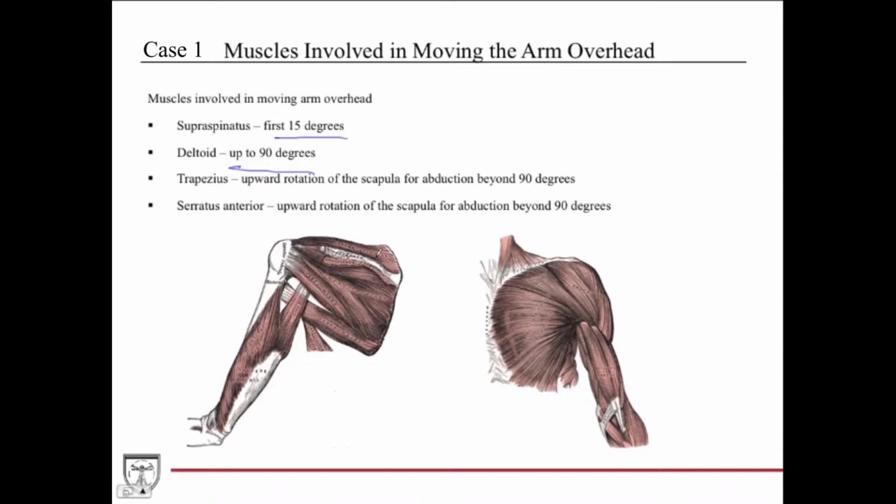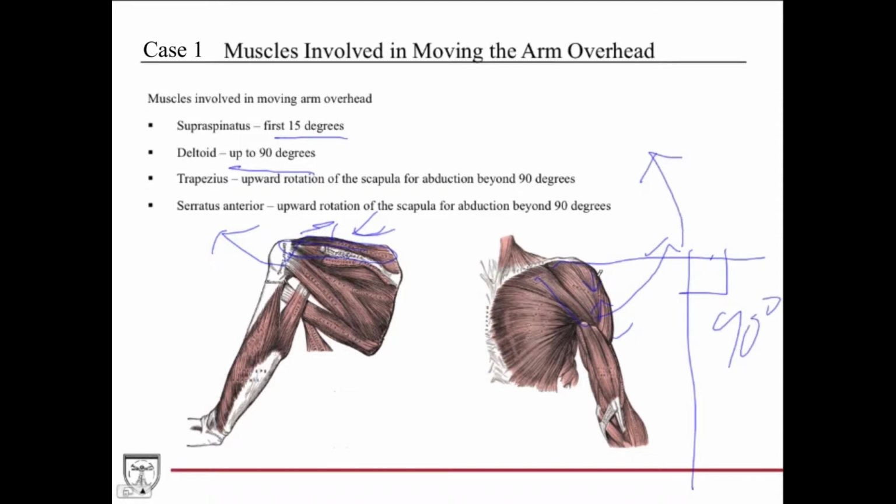Supraspinatus is here, as you can see. When the muscle contracts, it's going to pull the arm out this way. Deltoid muscle is seen here. This is this wide-based muscle. Again, when it contracts, it's going to continue to pull, but it's only going to pull to 90 degrees. So if you want to go past 90 degrees, like the patient in this case who wants to go overhead, you're going to need these two muscles, trapezius and serratus anterior.